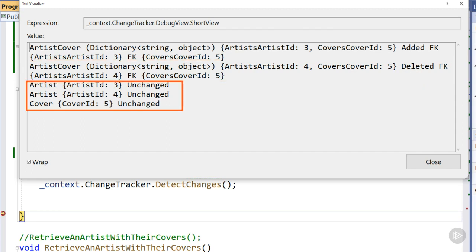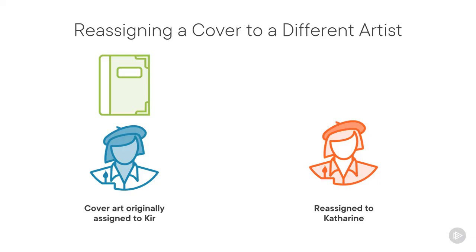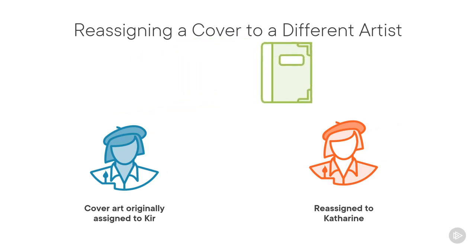And of course, the artist and cover objects are all there, but they're unchanged. So if I were to call save changes, the row representing the original join will be deleted and the new one will be added. And in the end, the cover will now be reassigned to the new artist.